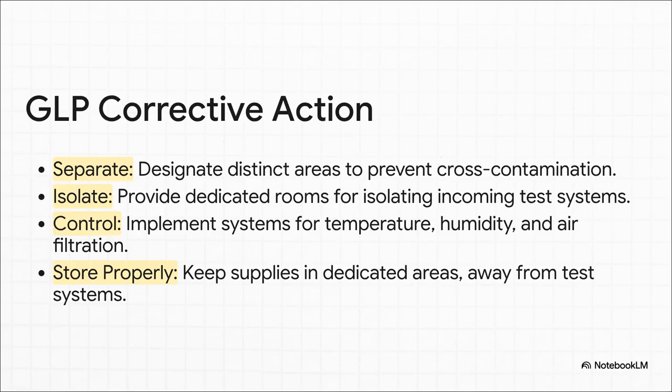The corrective action plan is really just common sense, all based on core GLP principles. It's all about creating separation and control. You have to make sure the only variable affecting your test system is the one you're actually studying.